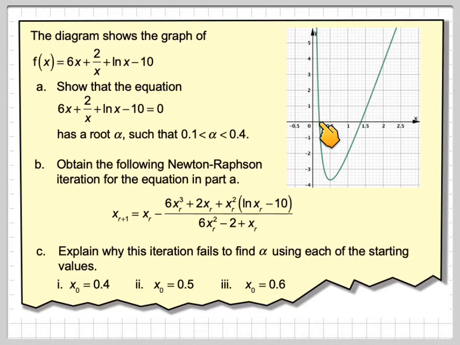So basically, roots are where it cuts the axis. So this equation will have two roots, one here and one here. We're talking about alpha being this particular root here.